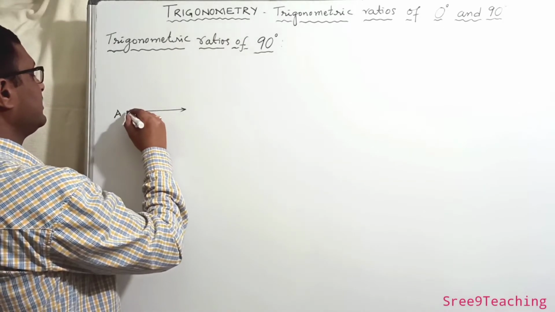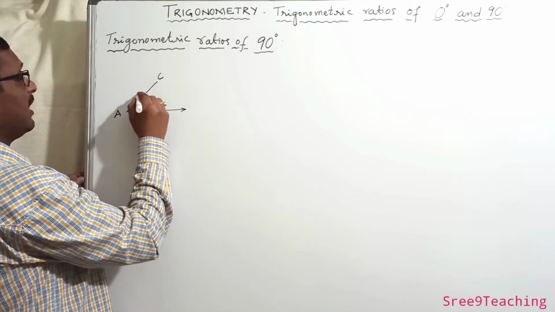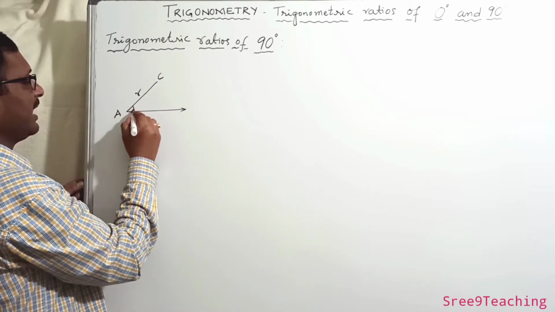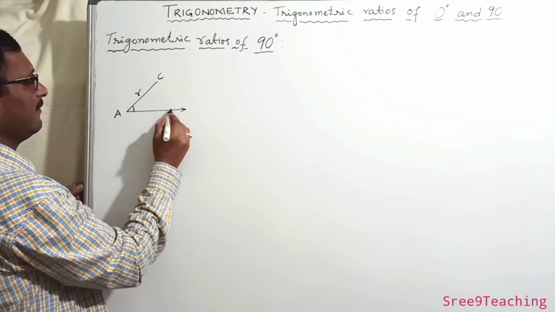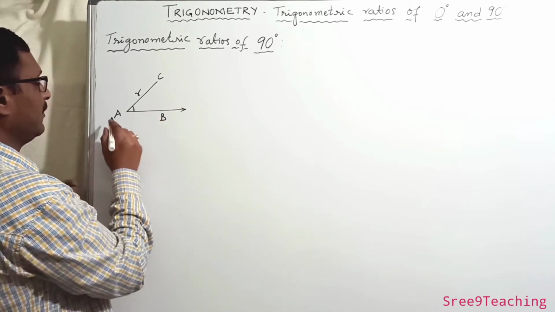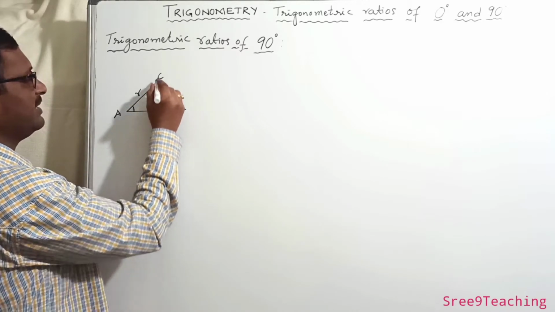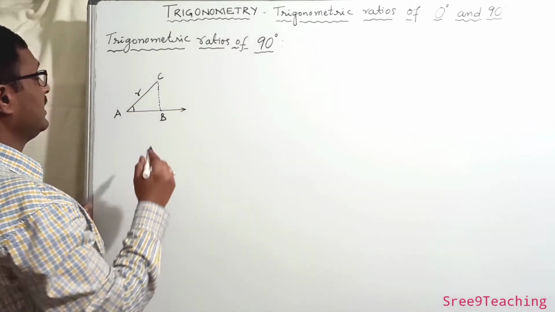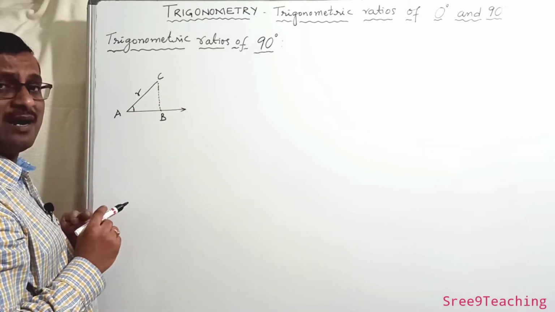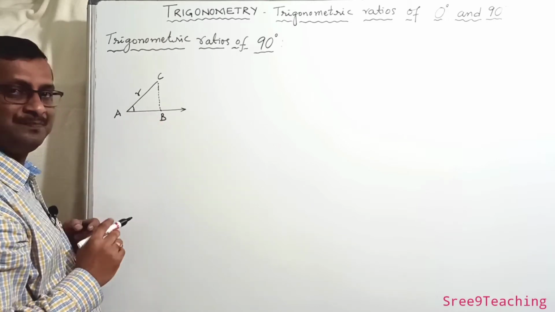Now let us take a line segment AC of length R, which is making angle A with the ray AB, and you know this is the perpendicular BC. Right, here AC is the line segment R which is making angle A with the ray AB.